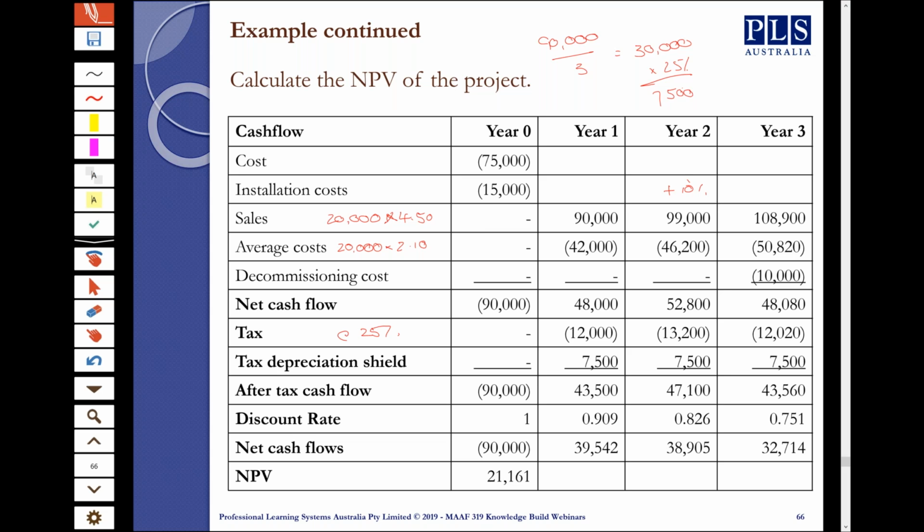You've then just got to go to your discount rate tables. 10% at 0 year is 1. Year 1 is 0.909. Year 2 is 0.826. Just multiply through, add together. You get a positive NPV. So in this case, you would accept the project.